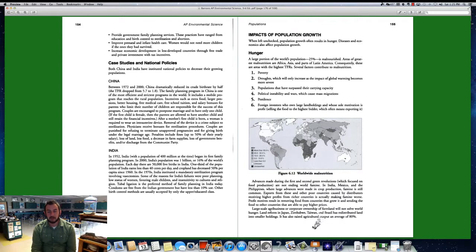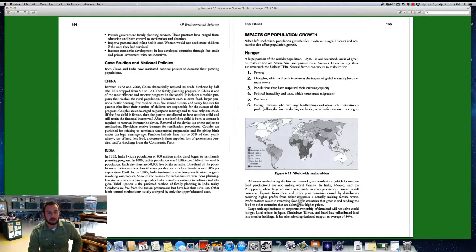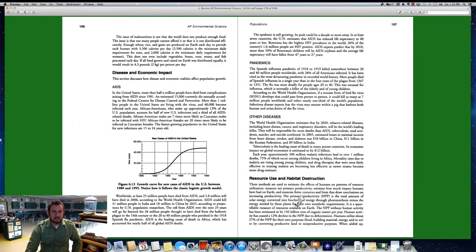Large-scale agribusiness or corporate ownership of farmland will not solve world hunger. Land reform in Japan, Zimbabwe, Taiwan, and Brazil has redistributed land to smaller holdings. It has also raised agricultural output by an average of 80%. Now, is that still staying in that country? Who knows, but that is a good motion there. The issue of malnutrition is not that the world does not produce enough food. It's that people can't afford it, and it's not evenly distributed. Like I said, there's probably enough food on the planet for everybody, but it's just not evenly distributed.